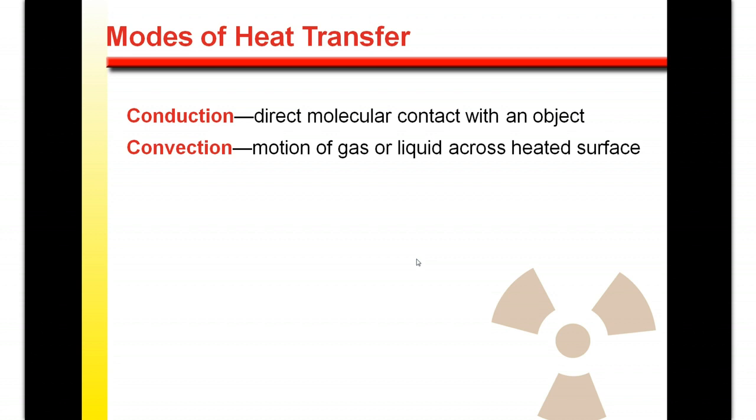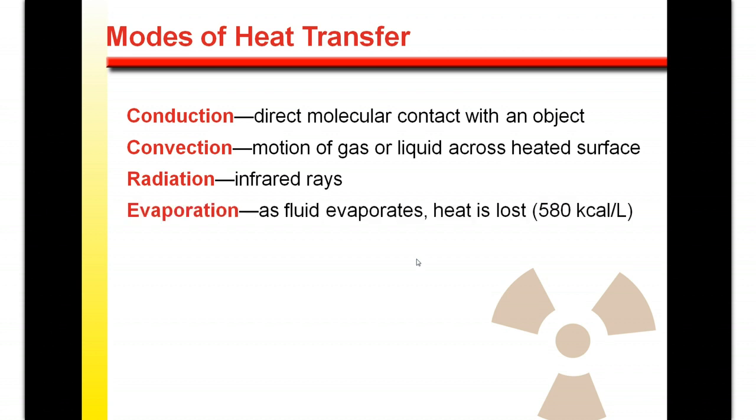Convection is motion of gas or liquid across a heated surface. So that's why hot air or cool air moving across you makes you feel cool. One of the reasons it makes you feel cool. In fact, sometimes you can buy convection ovens that don't just get hot, but they blow air across whatever it is you're trying to cook, and they really heat it up a lot faster. Radiation is infrared rays, so actual rays from the sun, and then evaporation is the one that you probably think of more so with people. It's as the fluid evaporates, heat is lost. The 580 kcals per liter, I don't expect you to know that.